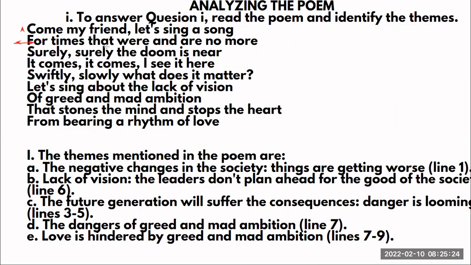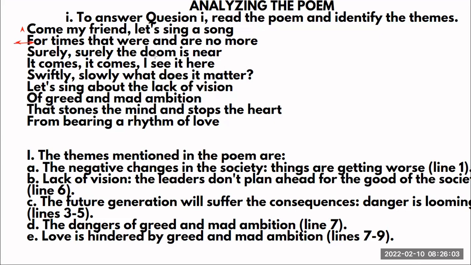So in this case, when you look at the tone of the poem, we have gone through the poem, and the tone is that of disappointment. The tone is that of sadness, of sorrows, of disillusionment. The poet is disappointed with the negative changes taking place in the society. He is saying that things were better in the past, but that things are getting worse every day in modern times. All right. "For times that were and are no more, surely, surely the doom is near."